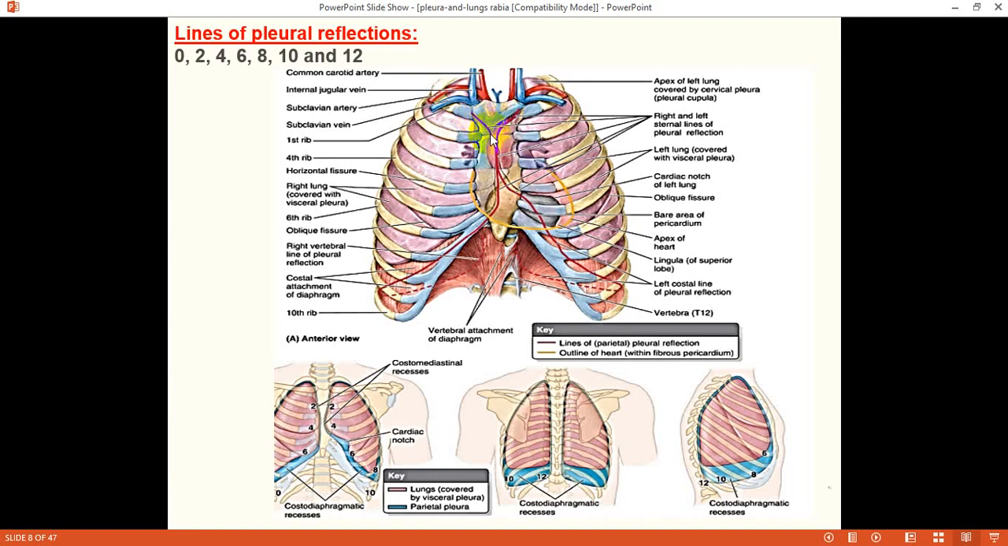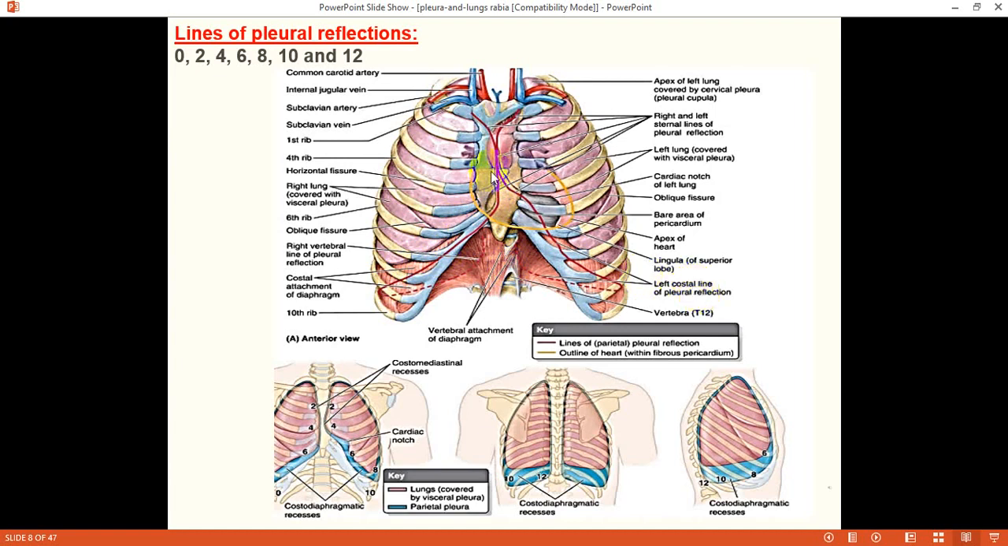They reach obliquely towards the second costal cartilage. From here, the right and left sternal lines will be different. The right sternal line will extend downward straight up to the 6th costal cartilage, and it will be reflected as the diaphragmatic or costodiaphragmatic line of reflection.